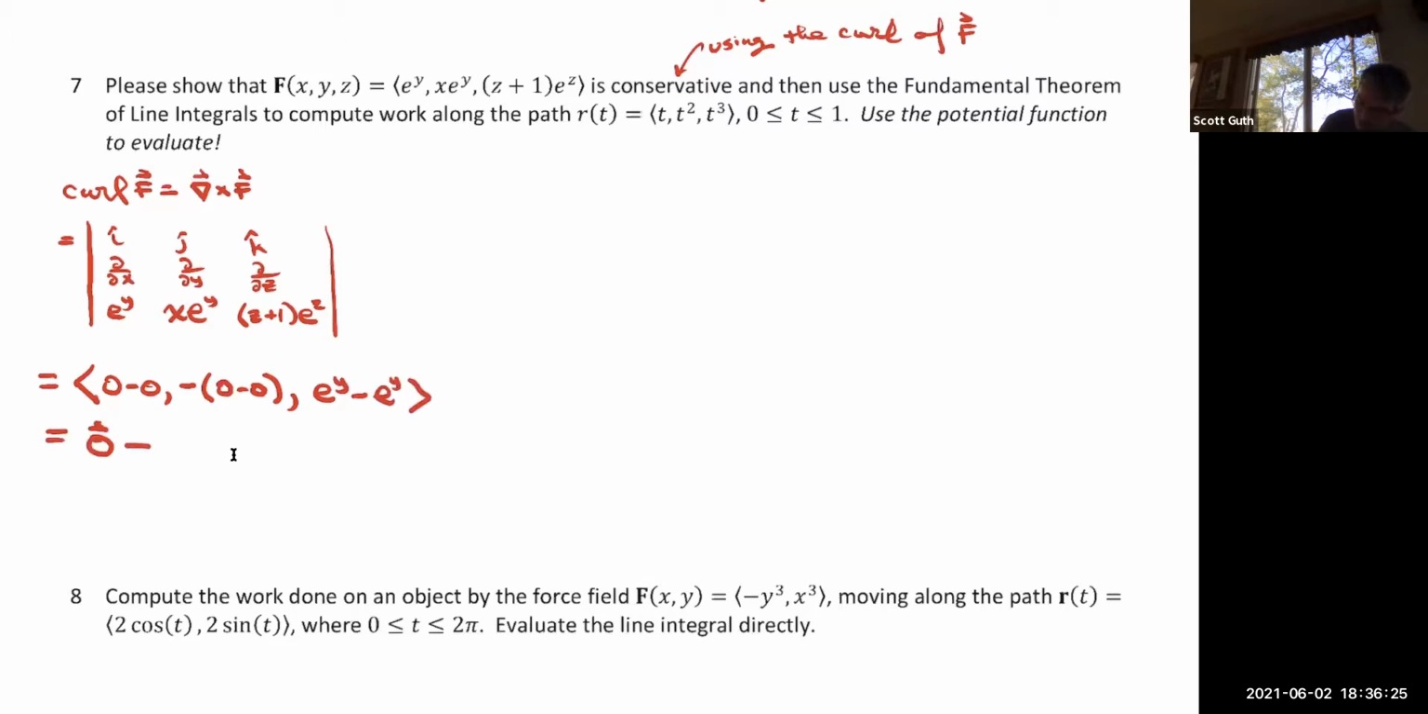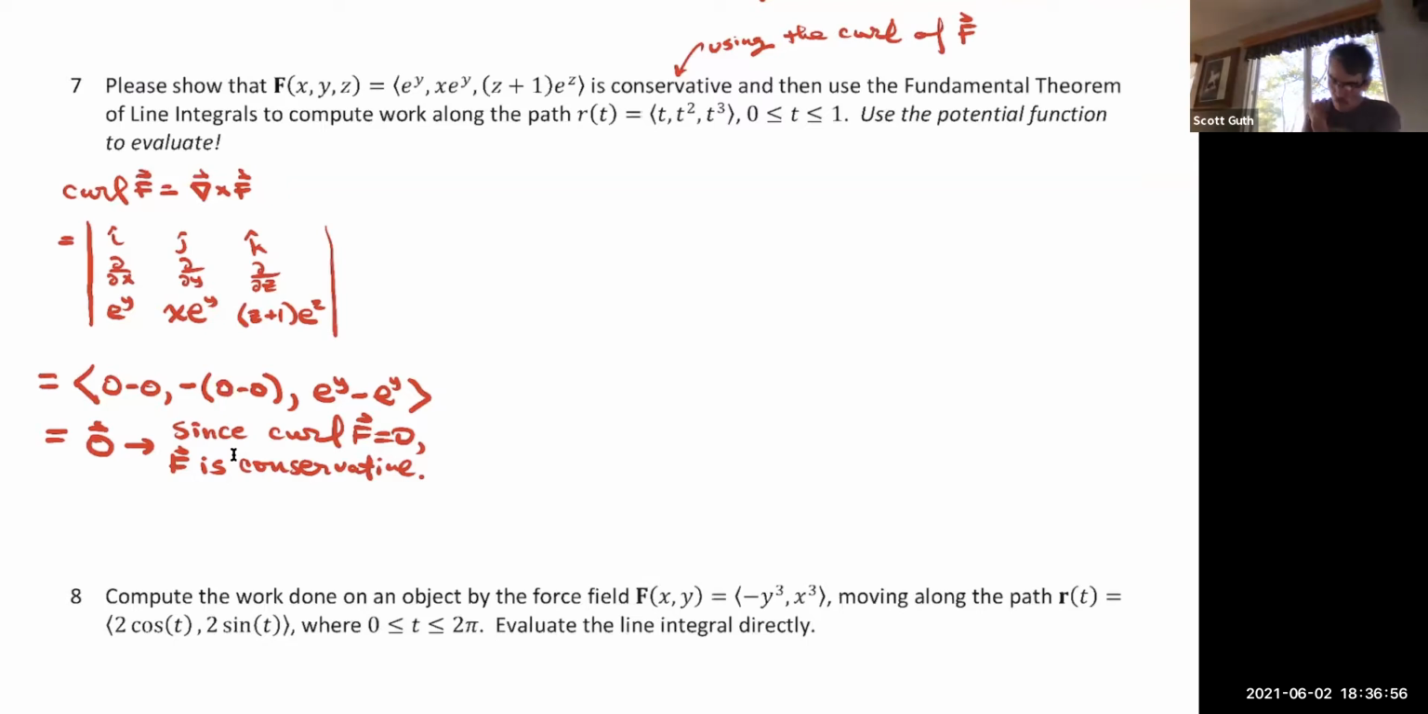Since curl f is 0, f is conservative. Okay, any questions there?